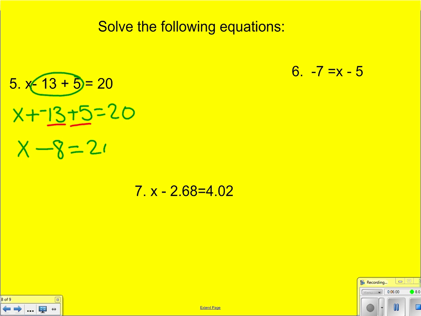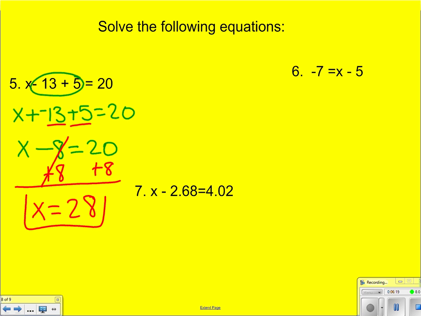Equals 20. All right, what do I need to do to get rid of that 8? I've got to add 8 to both sides. The negative 8 and the positive 8 cancel out. x equals 28. That is what we're thinking so far.